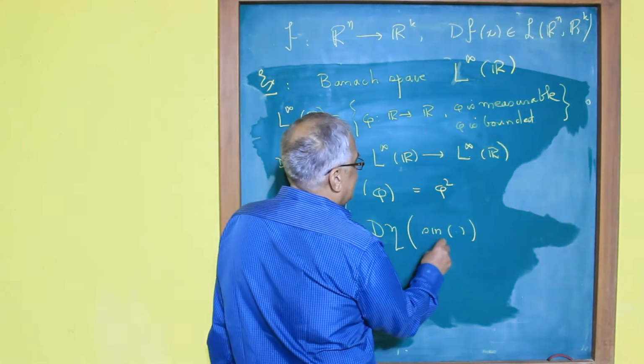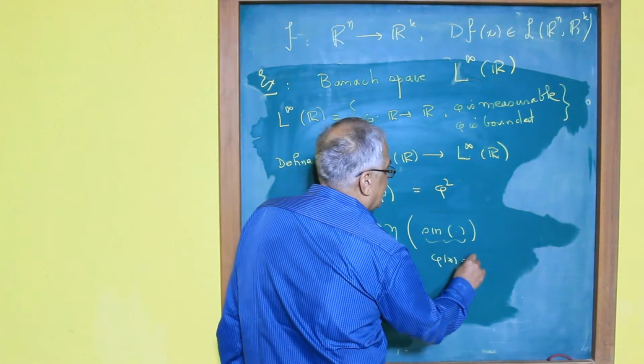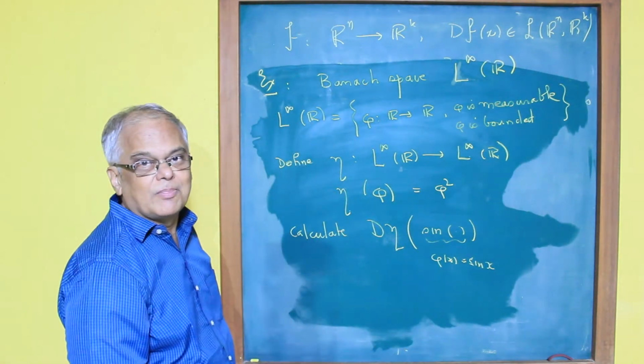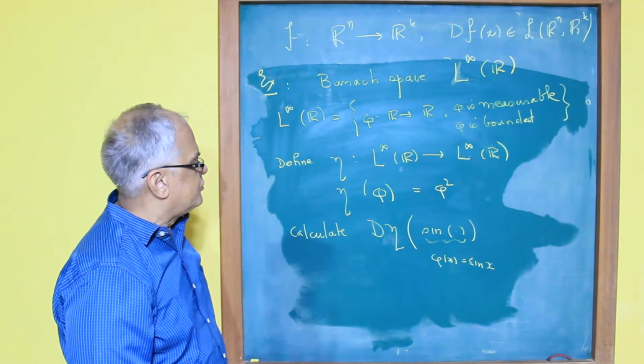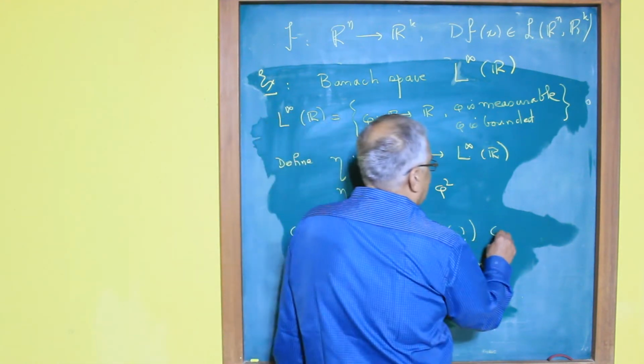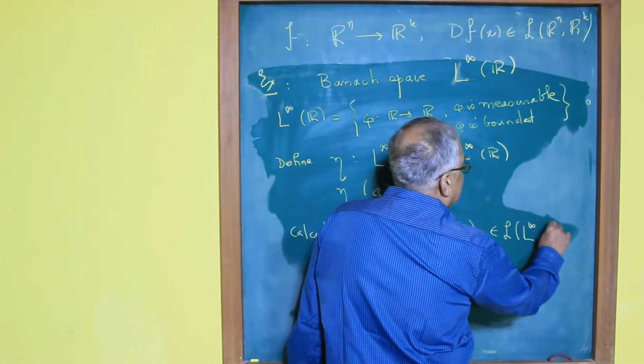Okay, so sine is my phi. Phi of x is equal to sine x. Is phi a bounded function? Yes, it is. So the derivative of eta at this point should be a linear map from L infinity to L infinity.